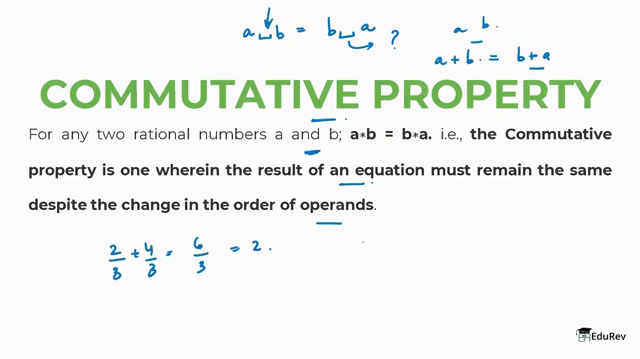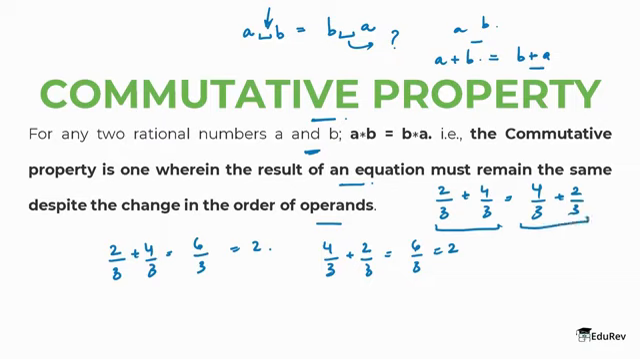But in the same way, if I am adding 4 by 3 plus 2 by 3, then also I can say that this is nothing but 6 by 3, which is equal to 2. Which means that 2 by 3 plus 4 by 3 should be equal to 4 by 3 plus 2 by 3. That means the order of the numbers does not matter. So I can say that the commutative property is applicable to addition. Now let's also see what happens when we do multiplication, subtraction, and division.